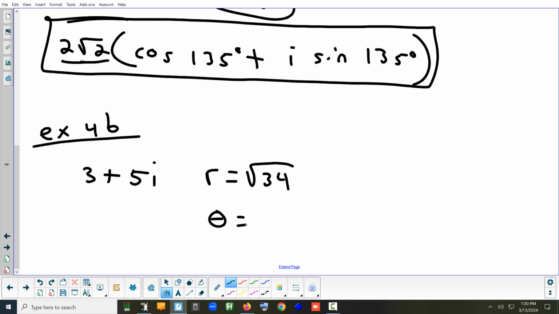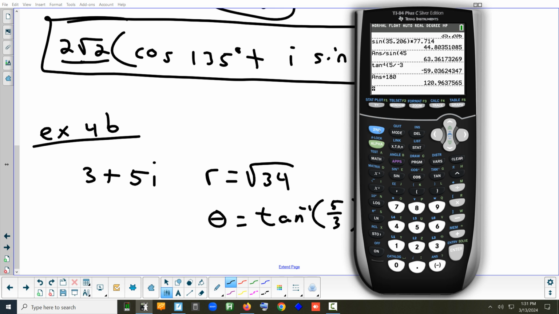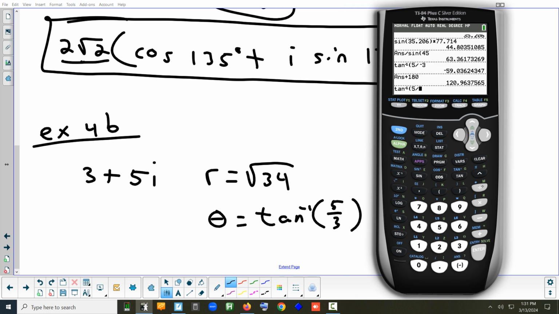Okay, what's going to be the formula for my angle? Inverse tangent of 5 over 3. So you're plugging 5/3 into that function. All right, that's not going to come out nice, so we're going to round that, but we're going to do 3 decimal places. So inverse tangent of 5 over 3, 59.036.